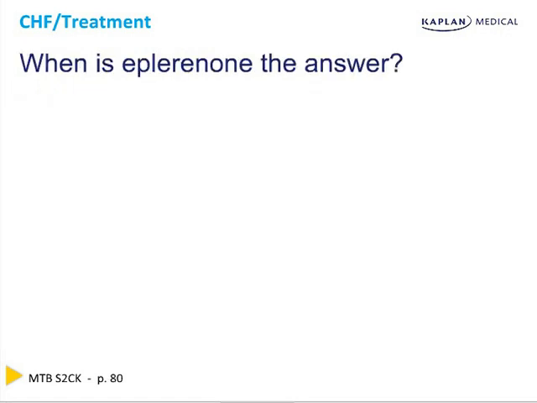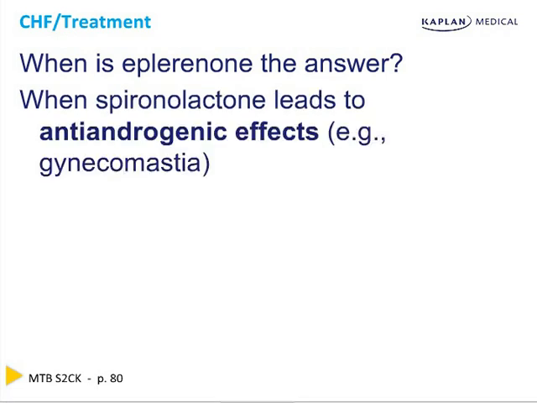Eplerenone is a medication that is just like spironolactone. It's an aldosterone antagonist. It lowers mortality in congestive heart failure. But eplerenone does not give you gynecomastia because it's not anti-androgenic. You use spironolactone to lower mortality in congestive failure. It's a big deal. You go through and you say, hey, which of these drugs is most likely to benefit the patient? ACE and ARBs, beta blockers, and spironolactone. But when you have the anti-androgenic effects, you definitely have to switch to eplerenone.